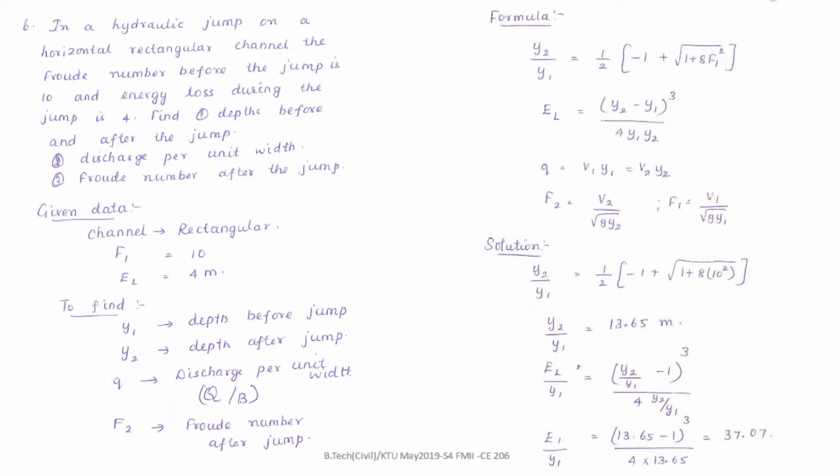Or you can use like this, what I have written here. Energy loss divided by y1 is equal to (y2 by y1 minus 1) the whole cube divided by 4 y2 by y1. You can simply substitute in this and you can find out what is y1. With that you can find out what is y2. Okay. F1 is equal to v1 divided by square root of g into y1. From this you can find out what is v1.